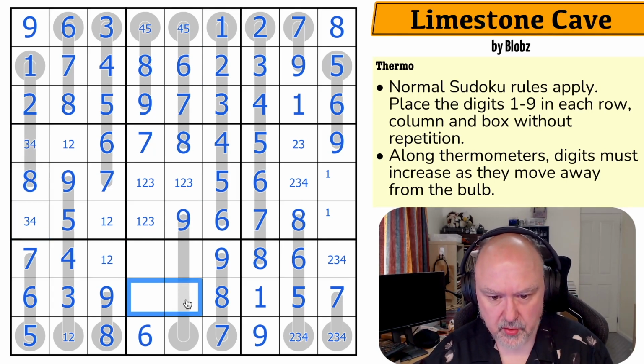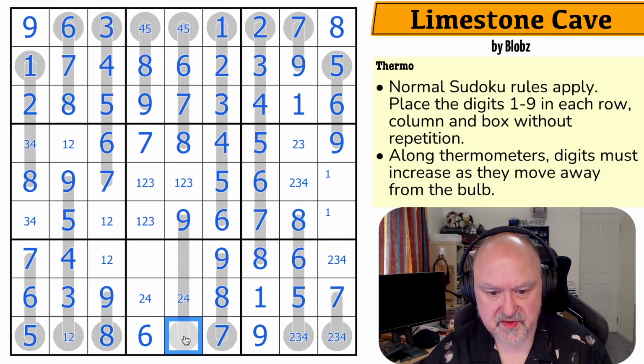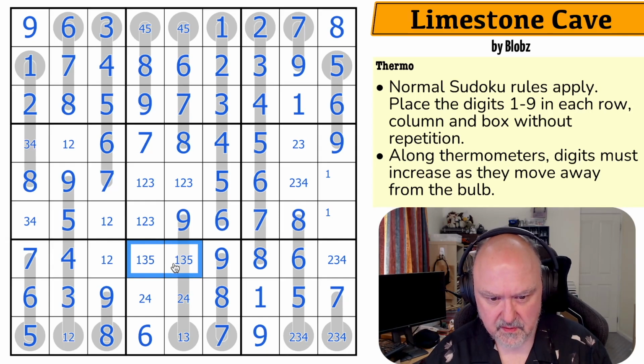So this is known. These are 2 and 4 because they're all that's not been put in the row. So this has to be lower than 4. So it can't be 4. This is 1, 2, 3. And it can't be 2 because of the 2, 4 pair. This is a 1 or a 3 only. And these are 1, 3, 5. And there must be a 5 in there.